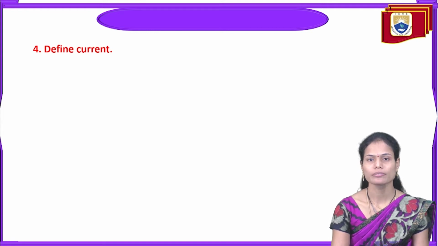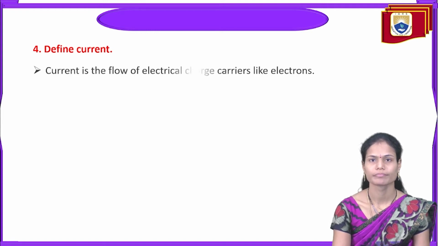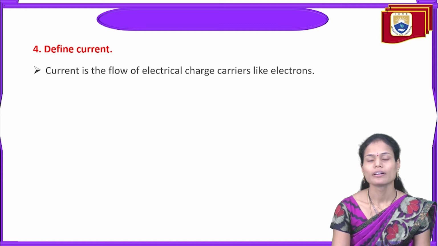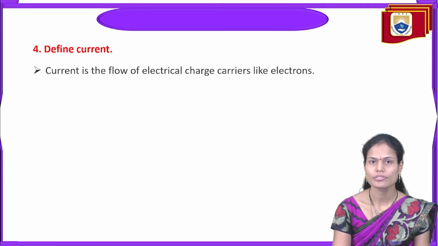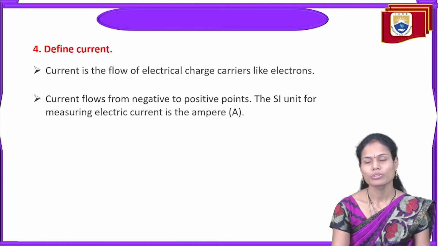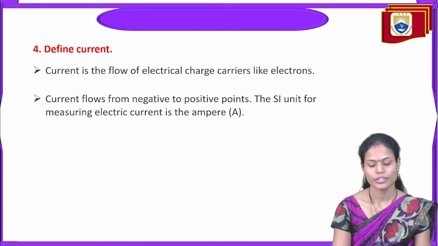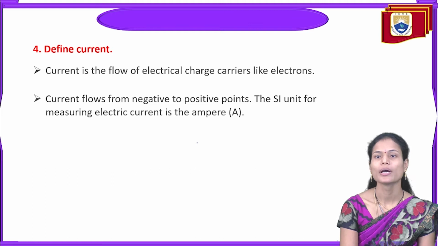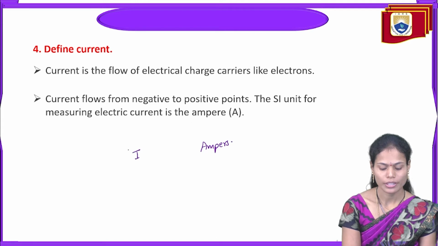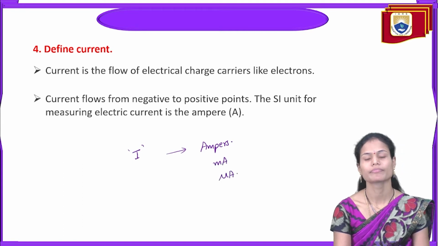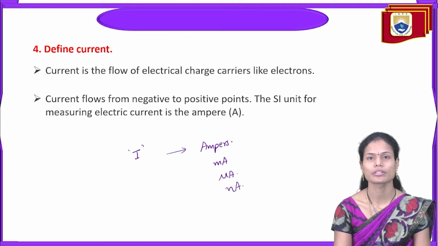And the next parameter is the current. Define current. Current indicates the flow of electrical charge, that is nothing but electrons. The movement of electrons indicates the current. Generally, current will flow from negative to positive points. The unit of current we measure in amperes, and the symbol for current is capital I. We can also measure current in milliamperes, microamperes, or nanoamperes.